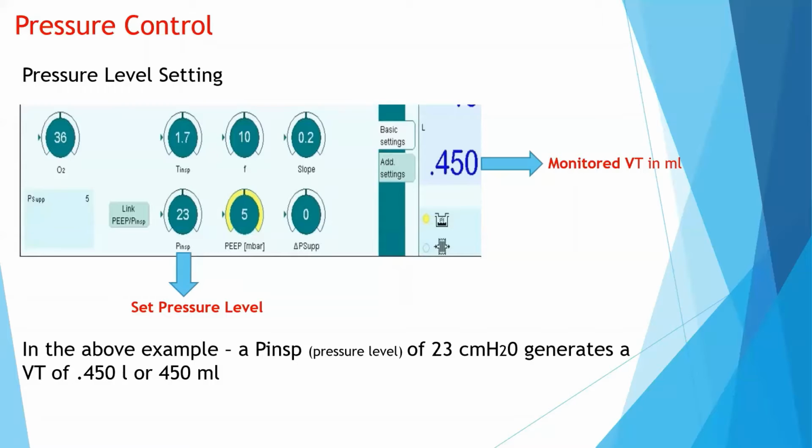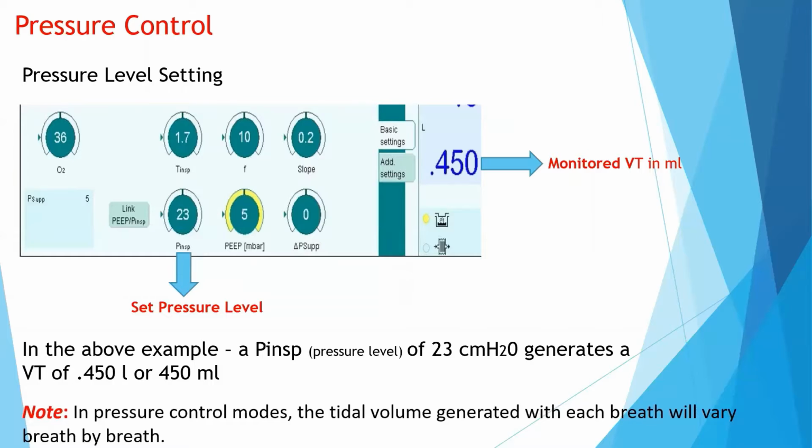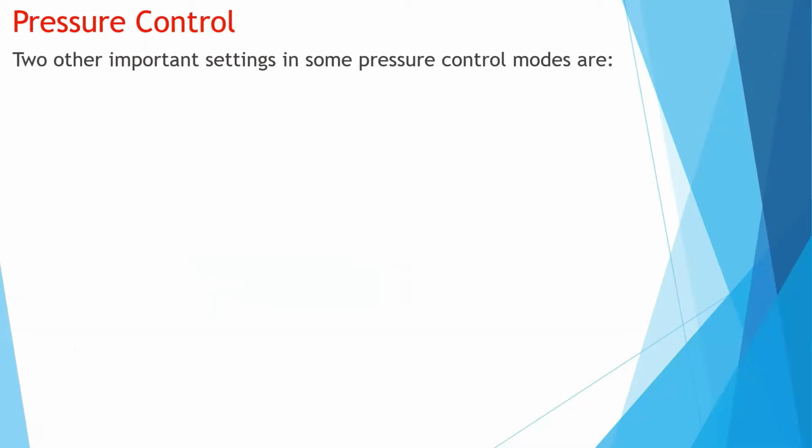If I increased the pressure level, the resultant tidal volume likely would rise, and if I decrease the pressure level, the tidal volume would likely fall. There are many other factors that impact the amount of volume that's generated on each breath, and therefore the tidal volume does vary breath by breath.